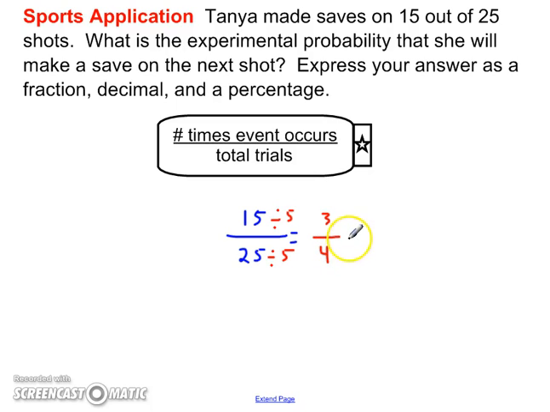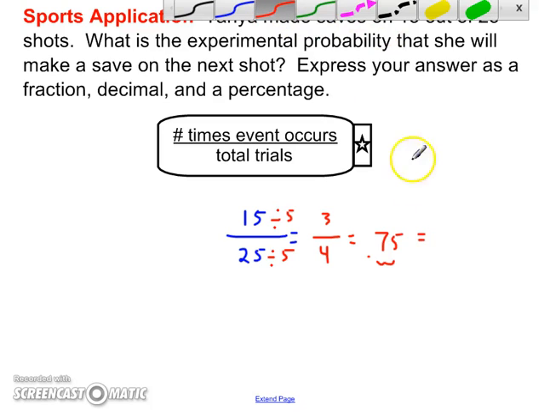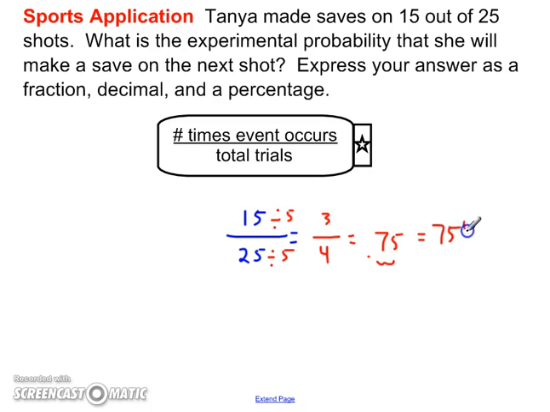As a decimal, 3 divided by 4 is 0.75. As a percentage, obviously the decimal goes 2 places to the right, 75. I don't like that, I'm going to change it so that it looks legible. 75%. So there's a 75% chance that she will save the next shot. Again, assuming that events transpired like they had. Obviously things could happen that change it, but based on past experience, she should save 3 out of 4 shots.